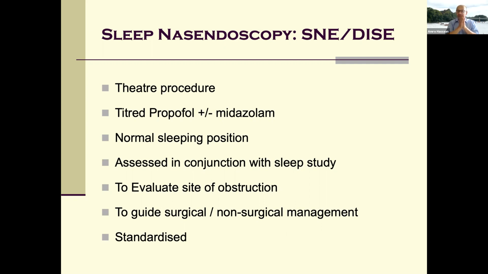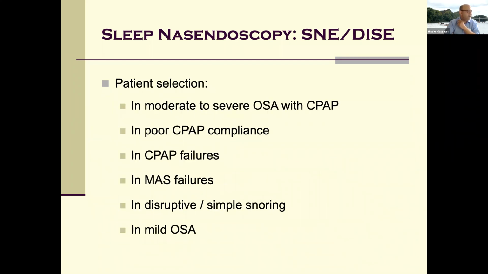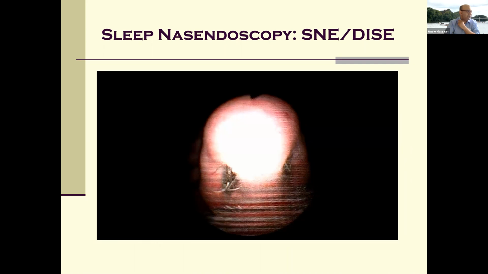So while you're actually asleep, we lift up your chin and see if that improves your airway. If it does, then we know a mandibular advancement device will work. We then do a jaw thrust. If that works, well, we know that maybe there's a role for surgery here. So we use it to evaluate the site of obstruction and to guide surgical and non-surgical management. I've standardized this, and I've used evidence to support this. I'll come to that in a minute.